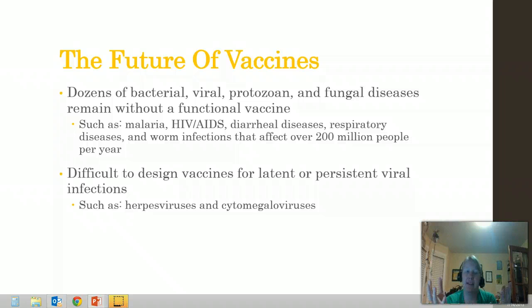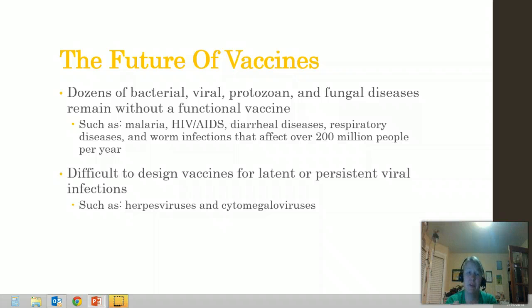So, future of vaccines. It's not like we have all the vaccines we need. There's tons of vaccines that we still need to develop because this is our best line of defense, is to prevent infection in the first place. And some of these we've talked about: HIV, AIDS, malaria, respiratory diseases. These affect 200 million people yearly, and so we really need to develop these.